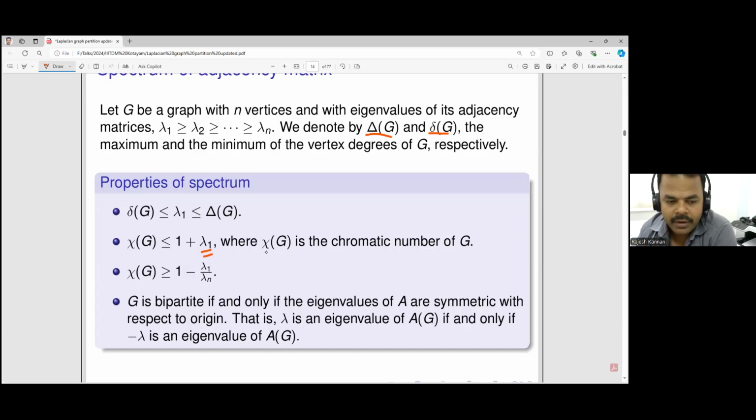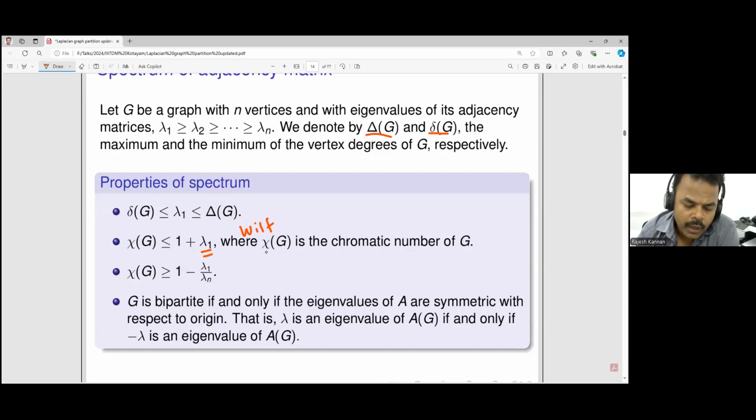On one side you have a quantity which is really hard to compute. You don't have any polynomial time or reasonably good algorithm to compute chi of G for arbitrary graphs. On the other hand, here you have a decent quantity to handle, since lambda 1 can be computed using the power method and so on. This is known as Wilf's bound in the literature. I'll give you the references at the end.